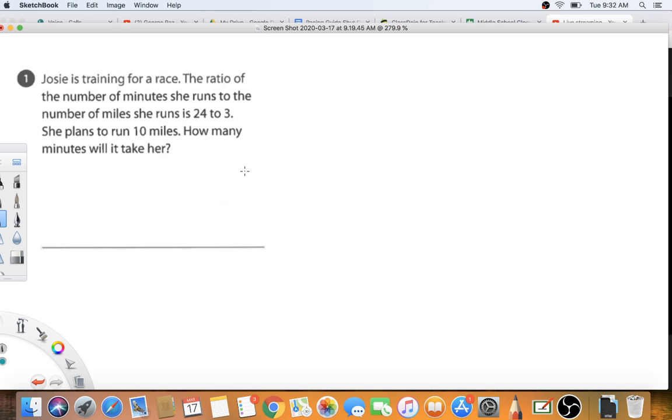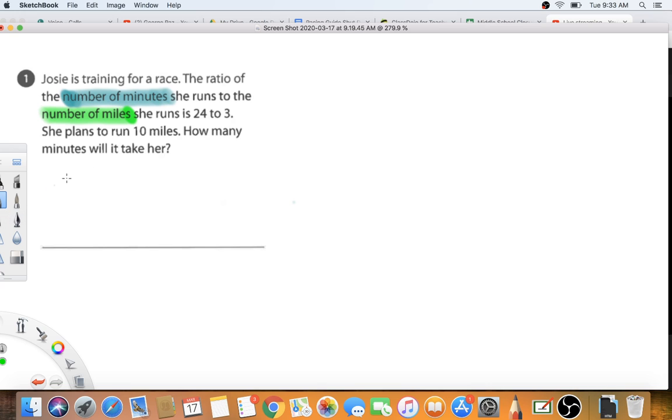All right. For this one, it says this is page 4, question number 1. It says Josie is training for a race. The ratio of the number of minutes she runs to the number of miles she runs is 24 to 3.